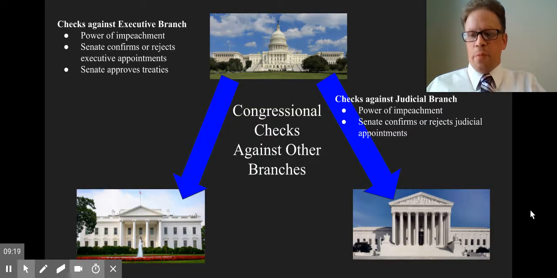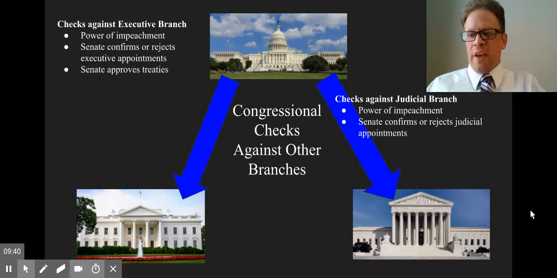Treaties made by the president must be passed by a 2/3 majority of the senators that are present. And the president and the Senate can actually accept or reject a treaty. They can offer amendments to a treaty. They can offer reservations to a treaty. They can offer understandings to a treaty. So they have some leeway in what they do with that.